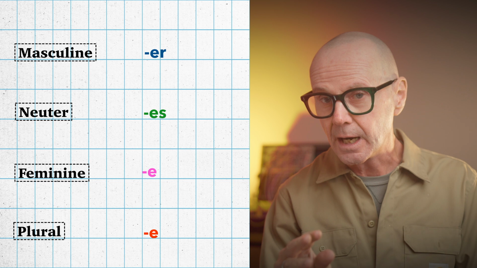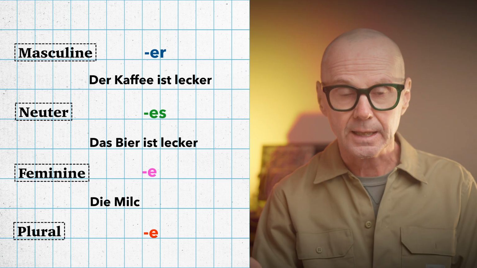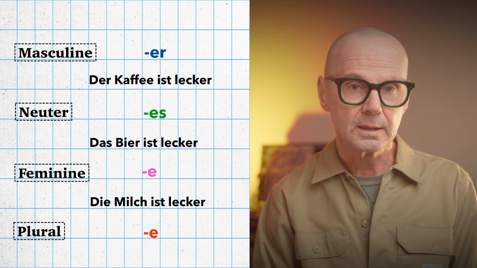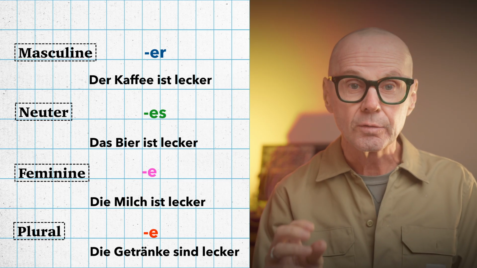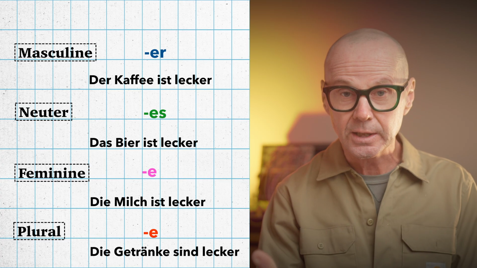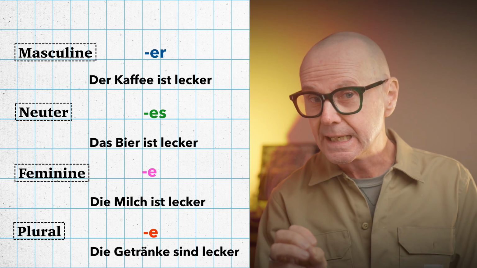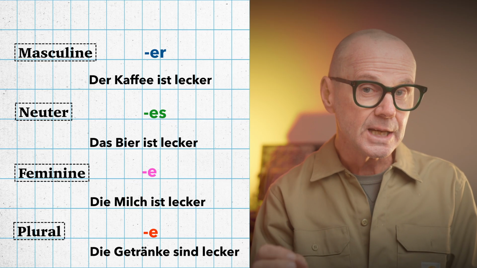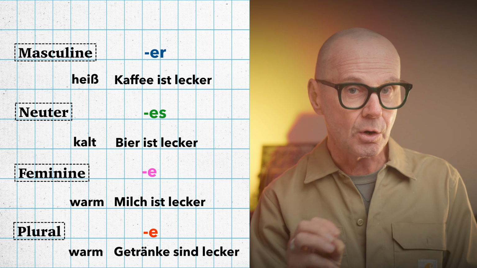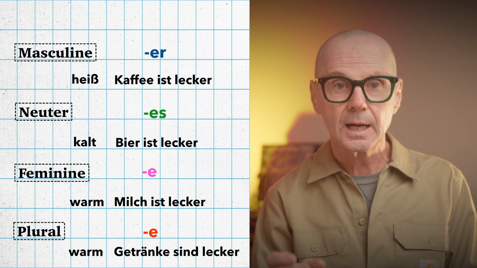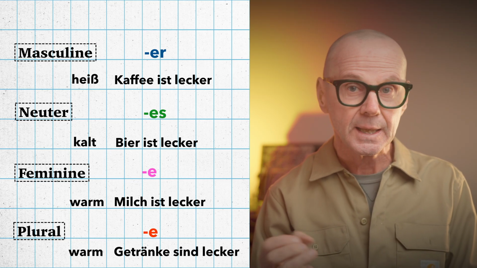So let's look now at these sentences. Der Kaffee ist lecker, das Bier ist lecker, die Milch ist lecker, die Getränke sind lecker. Again, we can see what the gender is of each of these drinks, because the article gives us this information. And when we can, we mostly want to have something that hints at the gender. Let's replace each of the articles with an adjective. First of all, let's leave any endings off. Heiß, Kaffee ist lecker, kalt, Bier ist lecker, warm, Milch ist lecker, warm, Getränke sind lecker.